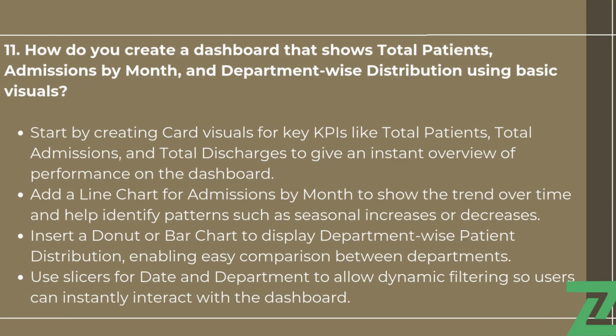Add a line chart for admissions by month to show the trend over time and help identify patterns such as seasonal increases or decreases. Insert a donut or bar chart to display department-wise patient distribution, enabling easy comparison between departments. Use slicers for date and department to allow dynamic filtering so users can instantly interact with the dashboard.